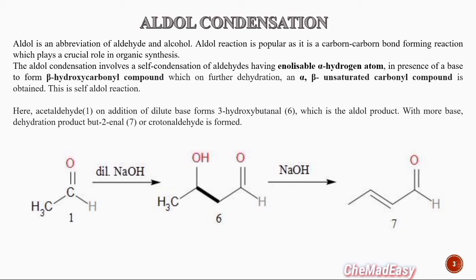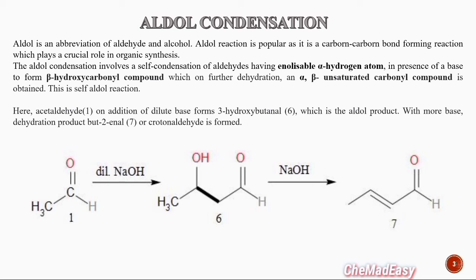Now if you look at acetaldehyde, number 1, it forms 3-hydroxybutanal, the name of the compound. That is the aldol product, and on dehydration it forms but-2-en-al, that is 7, or crotonaldehyde. Structure 7 is crotonaldehyde, a famous compound. So that is all about the aldol reaction.